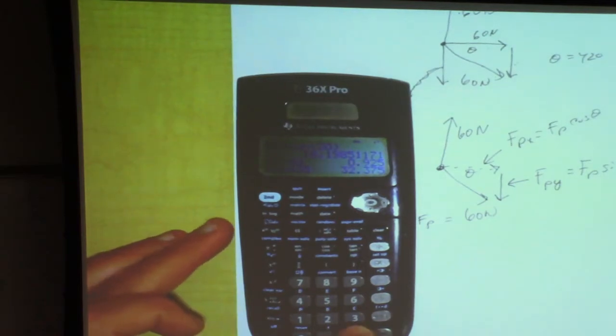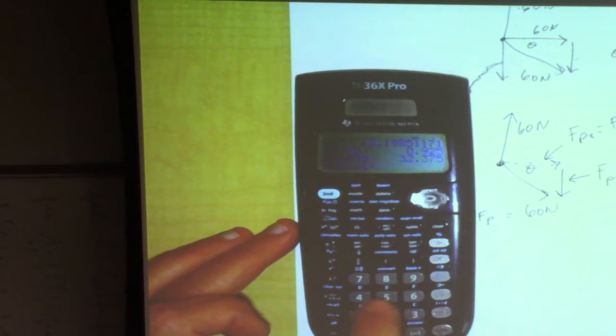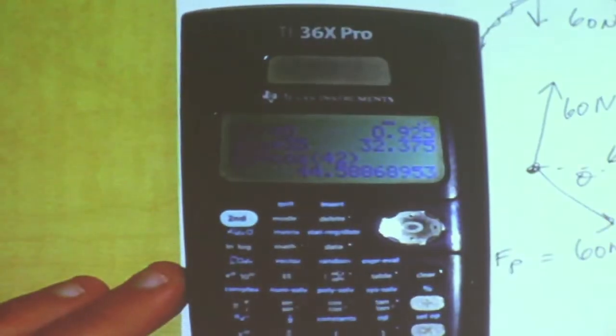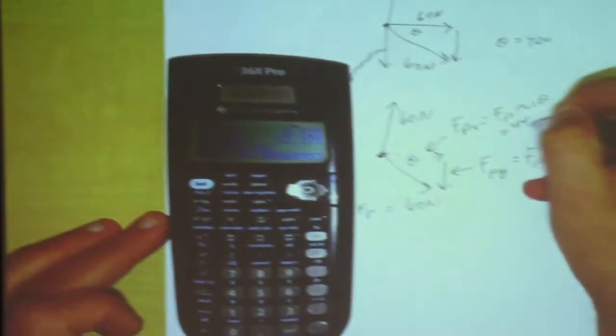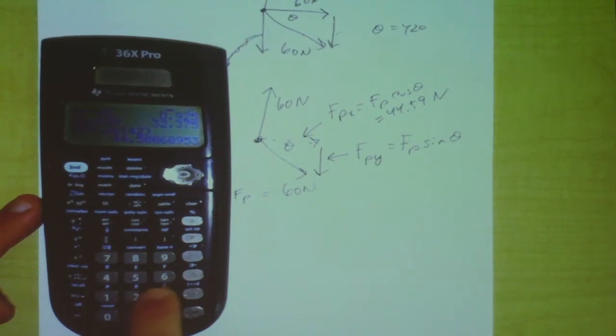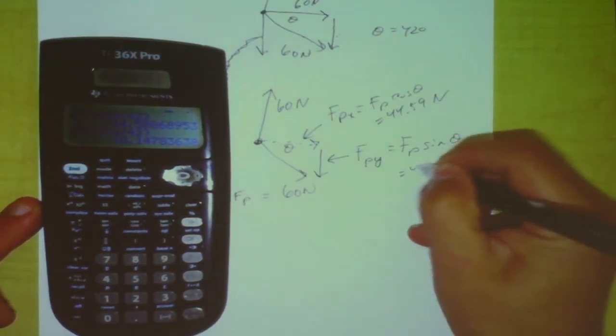Okay, so this one, we have 60 newtons times the cosine of 42. So about 44.59. So that's to the right. This one, 60 times the sine of 42 degrees. This would be 40.15. So that's force patella y.